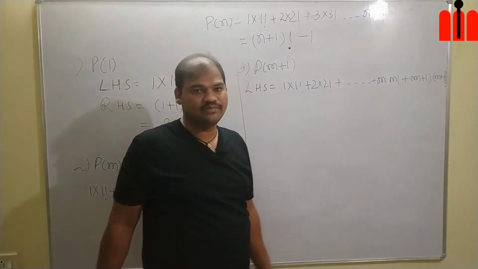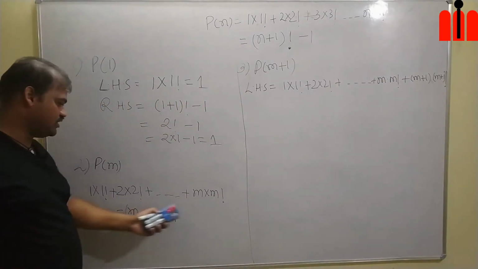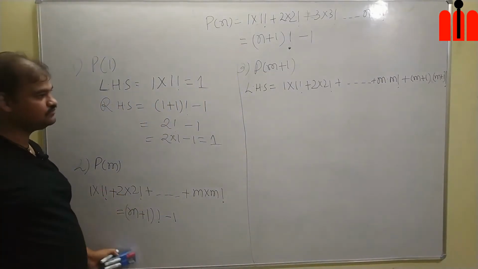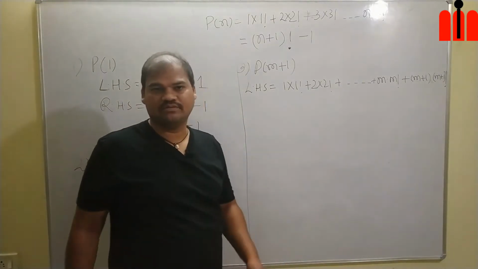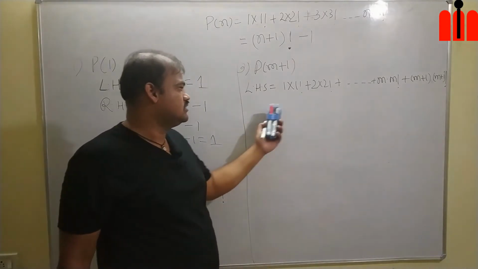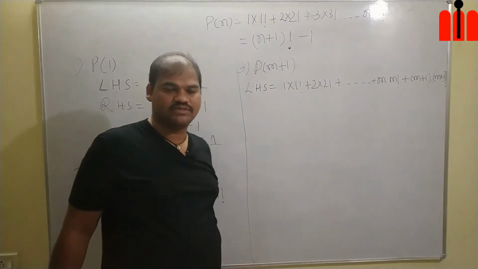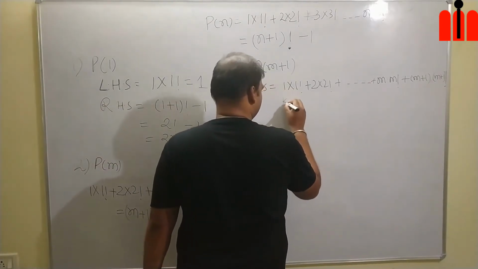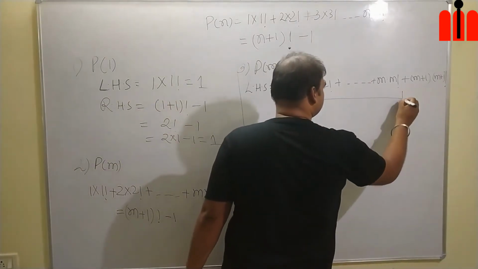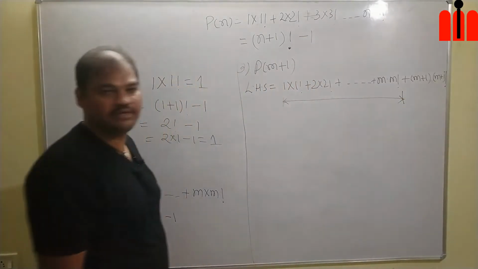Why I had written m? Because I have to substitute till m terms with this. That's why I had written till m's term also. This is till m plus 1 terms. So I will substitute, as I told, this entire m terms.